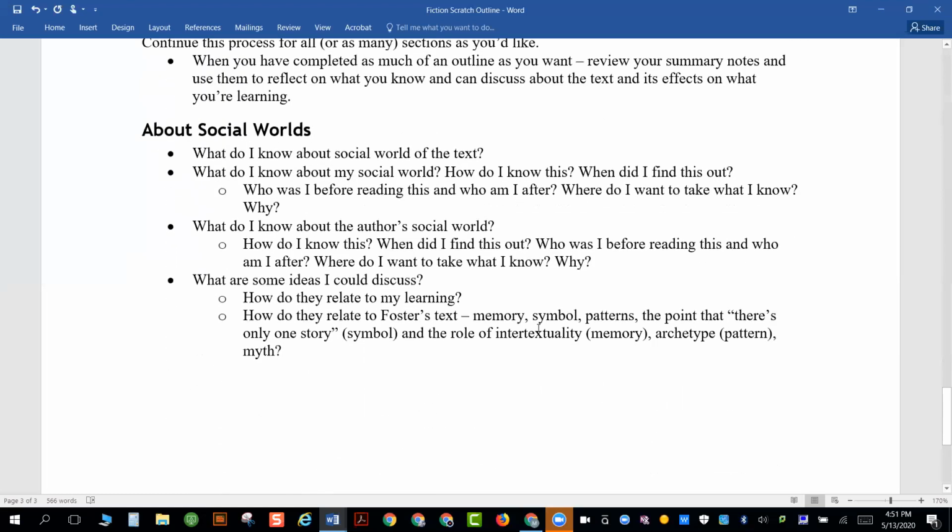And then the final part is you want to look at the social worlds. So what do I know about the social world created in that text? What do I know about the horror created in, or the dark fantasy created in, Lovecraft's text or in Lavelle's text? What's going on? And then, what do I know about my world? How do I know this? And when did I find out what I know about my world and how it intersects with the text at hand?